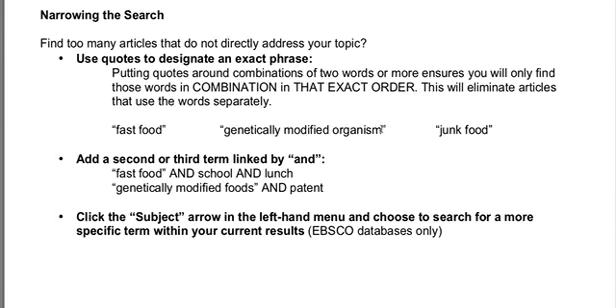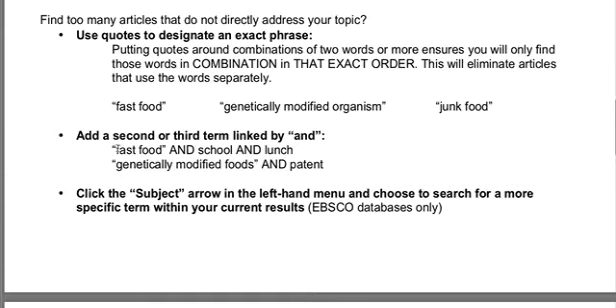Genetically modified organism. So if we're researching GMO, we want to write it out. We don't want to search and get results that just have organism or modified or genetically or have these three words in different orders. We want it in this exact same order. So we use quote marks. The same here with junk food. It gives you some examples here. Fast food and school and lunch. So we want all three of these terms, but we want fast food to be together, right? We don't want lunch food to come up, for example.